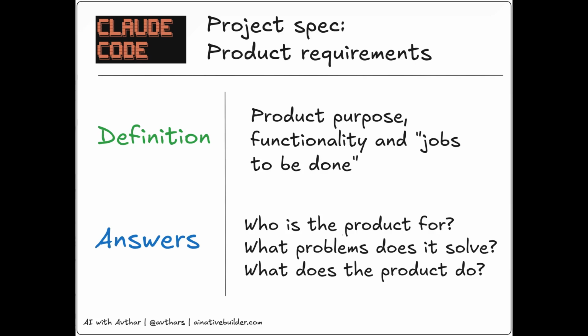The product requirements are about what you're building and why. It answers 3 key questions: who is the product for, what problems does it solve, and what should the product do? This is where you exercise your creativity, your insight, and your product sense. You need to think about who you're building for and what problems you want to solve for them. Sometimes that person is you, so take some time to think about it.